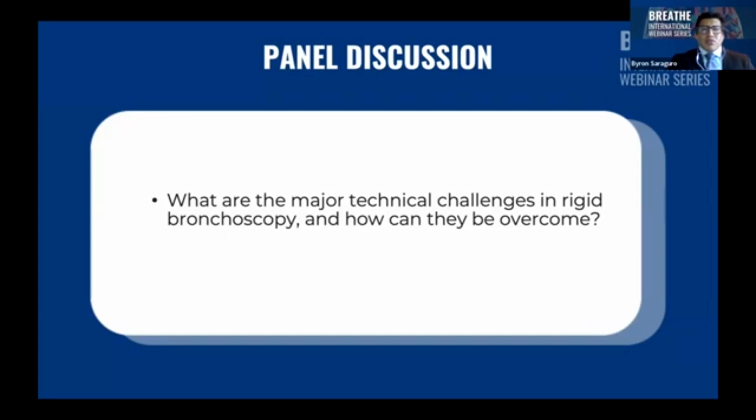Some limitations, for example, in Latin America, to performing rigid bronchoscopy are the requirement of general anesthesia and an experienced operator. For me, this word is very important: teamwork. Intubation requires teamwork with anesthesia, procedural nurse, and proceduralist.